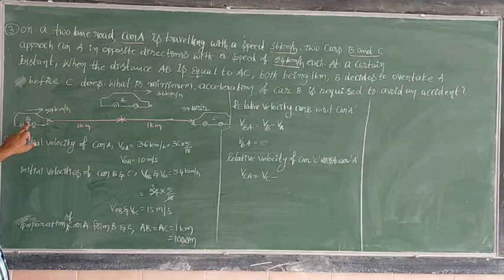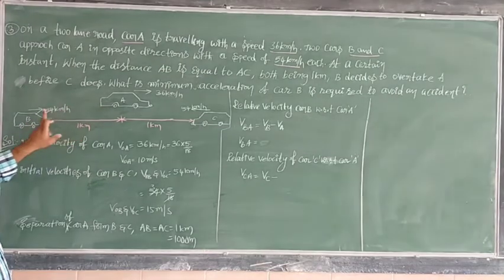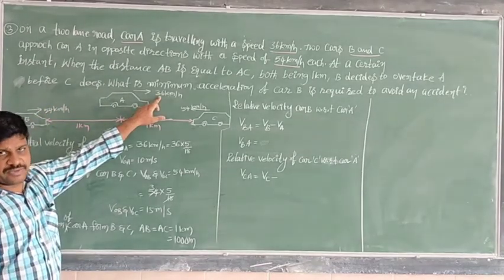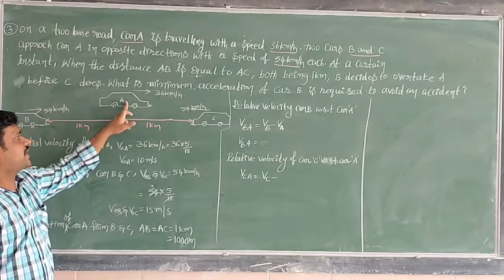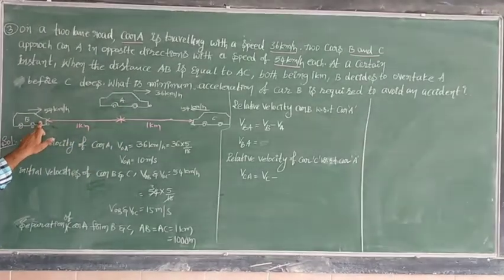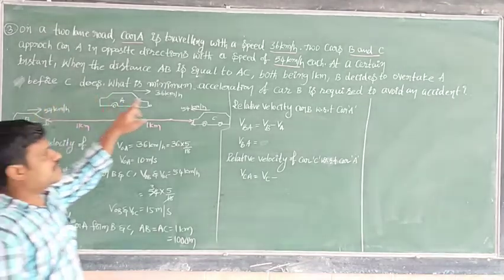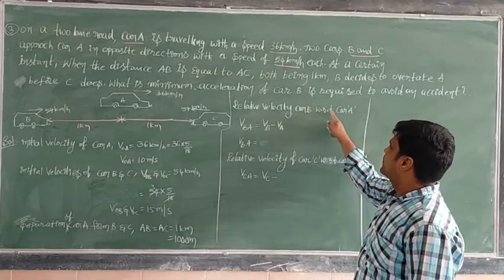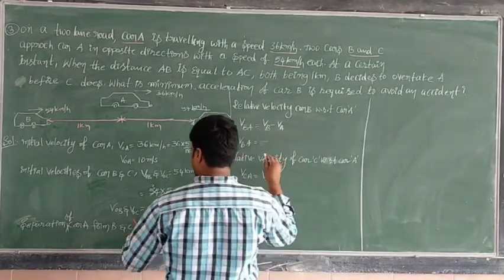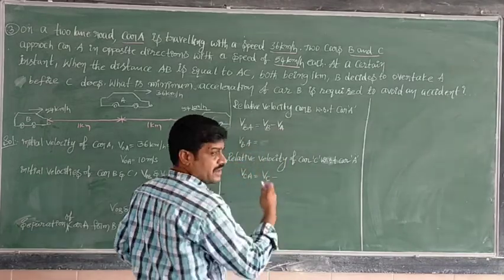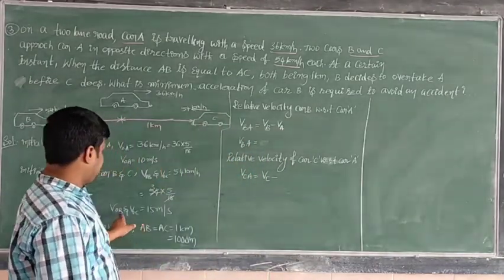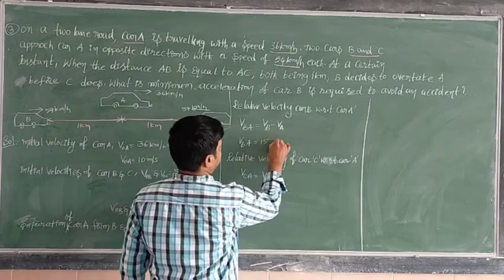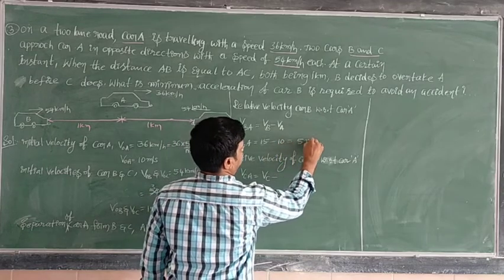What is the velocity of car B with respect to car A? Actually, car B is 54 km per hour, car A is 36 km per hour. That means compared to car A, what is the extra speed car B has? That we can get as relative velocity. So the relative velocity of car B with respect to car A is VBA equal to VB minus VA. You derived the formula, right? VB is 15 meters per second, VA is 10. So that is nothing but 5 meters per second.